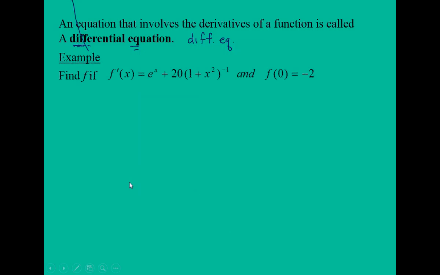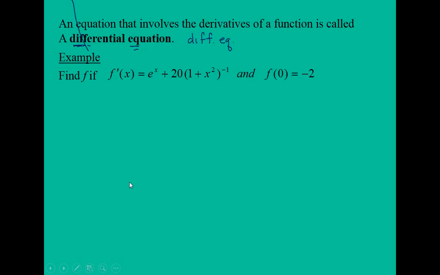Here's an example of a differential equation. This is an equation that involves the derivatives of a function. So we have f prime of x equals e to the x plus 20 times 1 plus x squared to the negative 1. It also gives us what's called an initial condition. F of 0 equals negative 2.